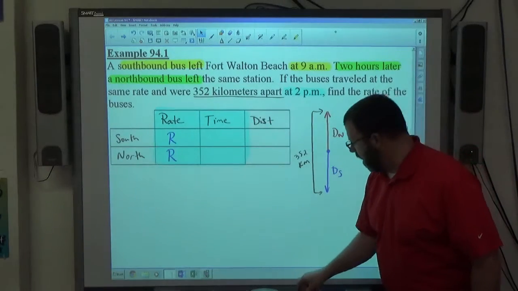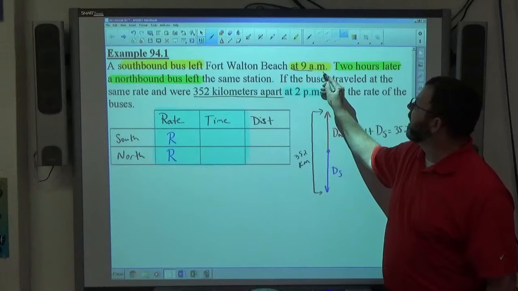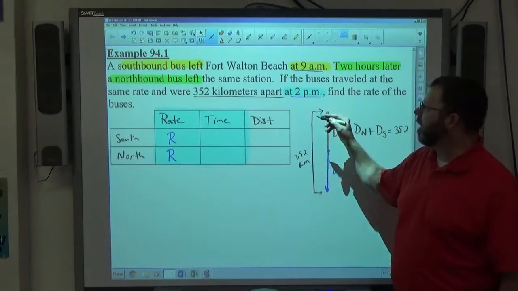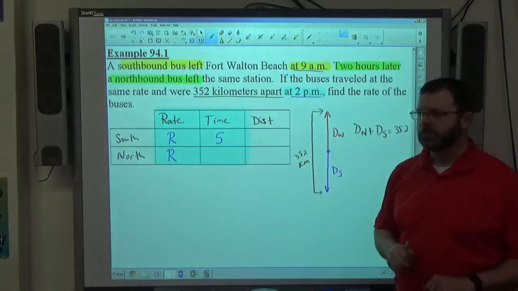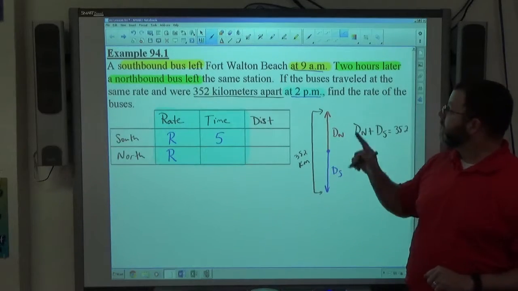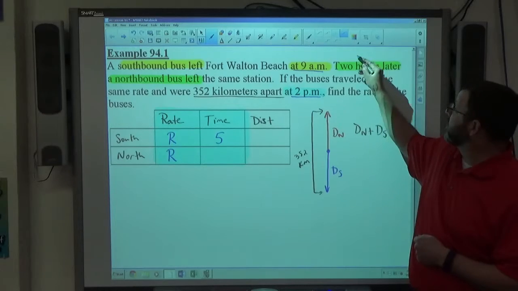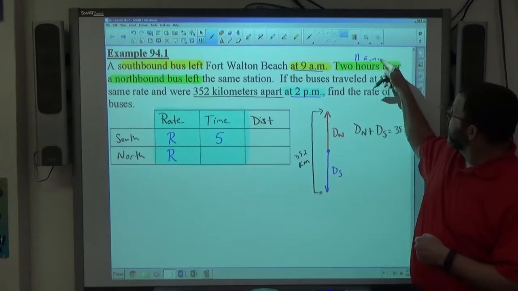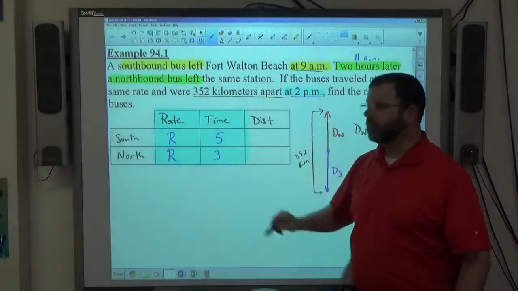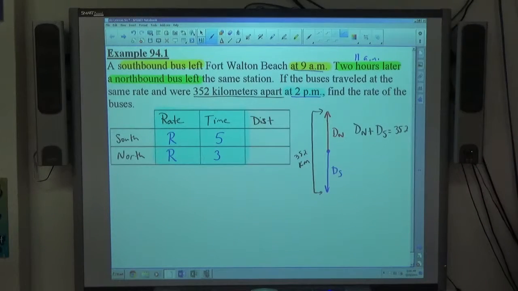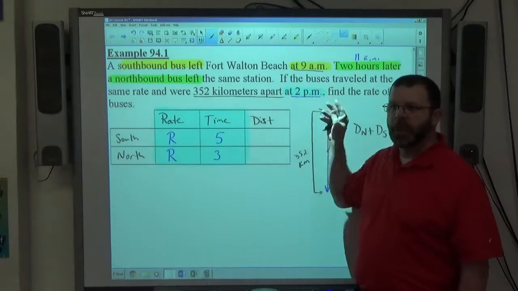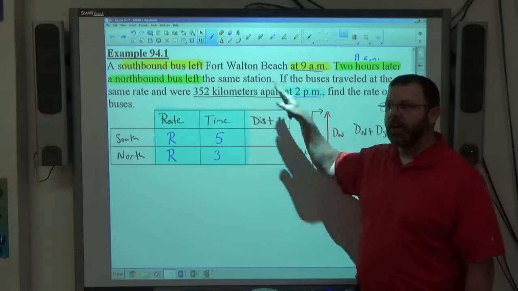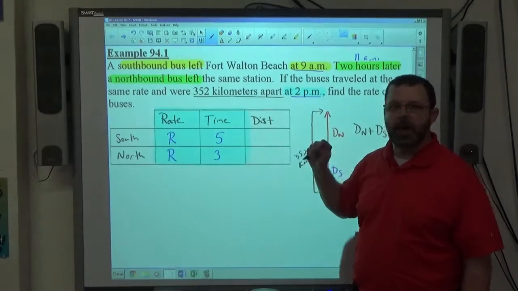So if we're looking at the southbound bus, it started at 9 a.m. and at the end of the problem was 2 p.m. That's a total of 5 hours. And the northbound bus left 2 hours later, that's 11 a.m., right? 11 to 2 is 3 hours. So we have the ability to find the correct elapsed time. And again, be very careful when you start seeing time of day that you don't put 9 and 2 or anything like that. You get how much time passed on the clock.